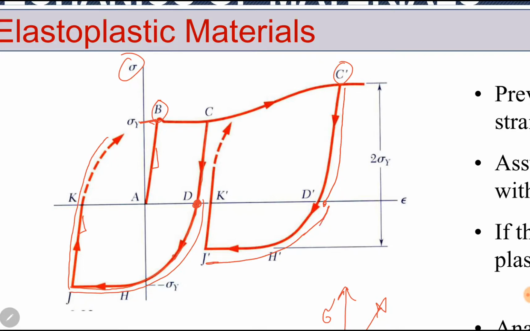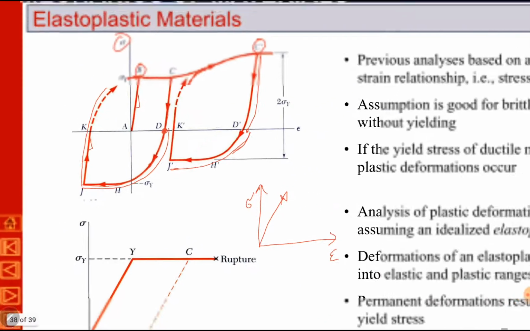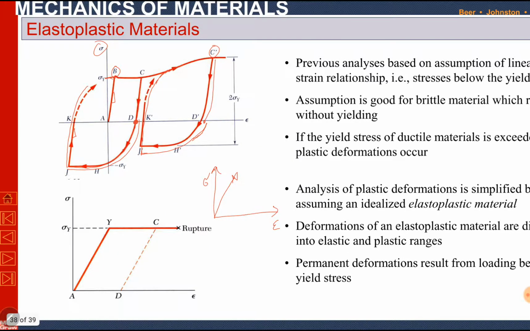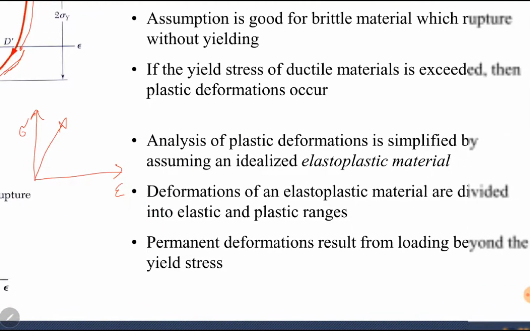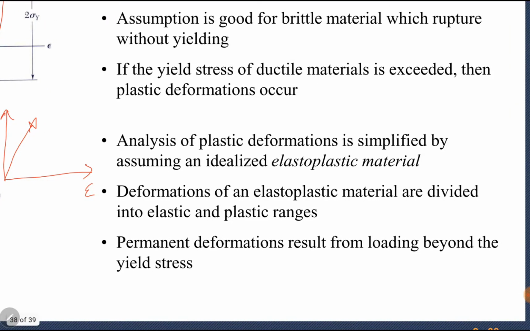This is permanent deformation. Again, if you apply axial tensile load, it will again deform in the tensile direction, and it will touch this curve again. So loading and unloading of a material from the plastic region may induce some permanent stresses and permanent strains in the materials. These permanent deformations result from loading beyond the yield stress.